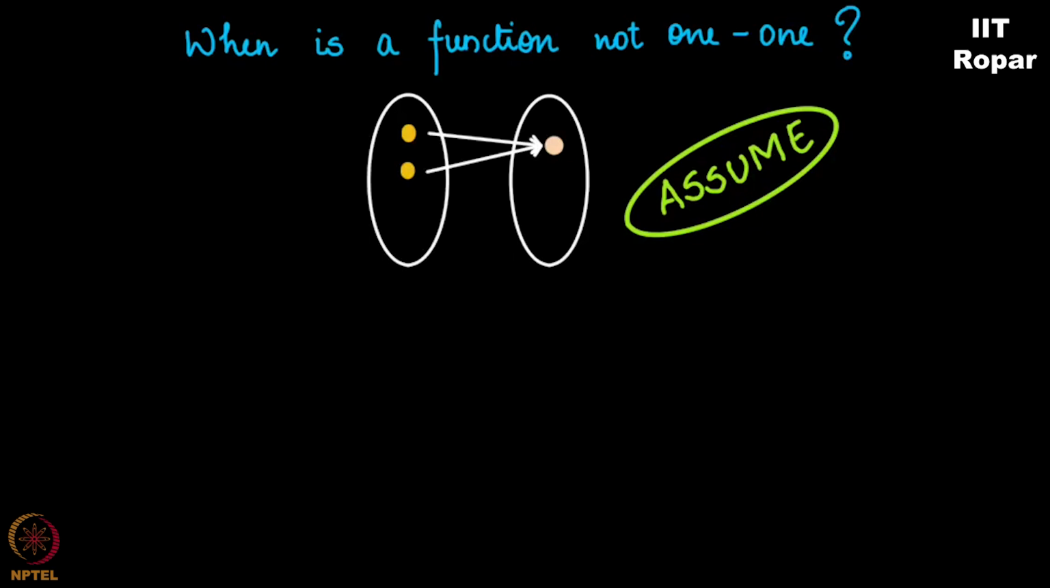What do I mean by that? There is an alpha and there is a beta such that f of alpha is going to that element where f of beta is also going. Or rather, I'm sorry, they are the same. f of alpha is an element, f of beta is another element, and these two things are the same. That is when we have a problem with this function being 1-1. It will not be a 1-1 function.